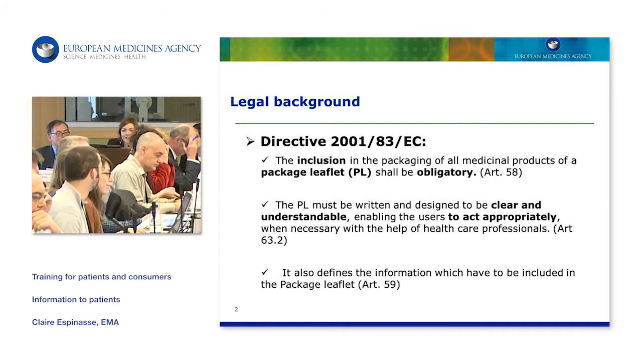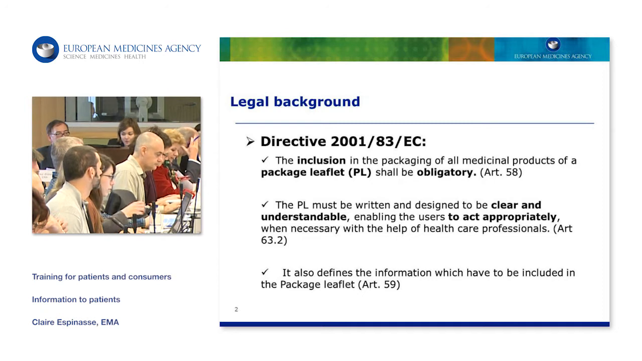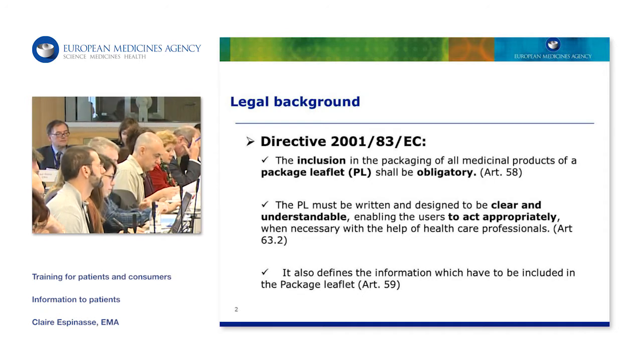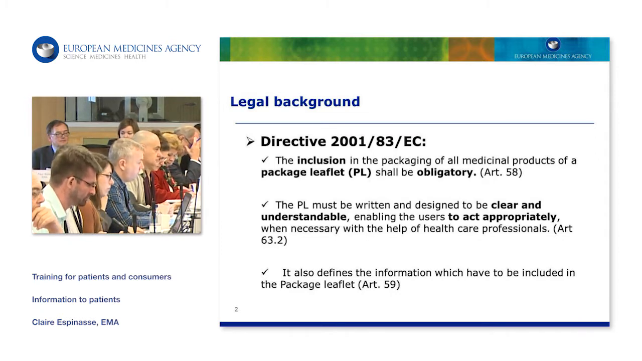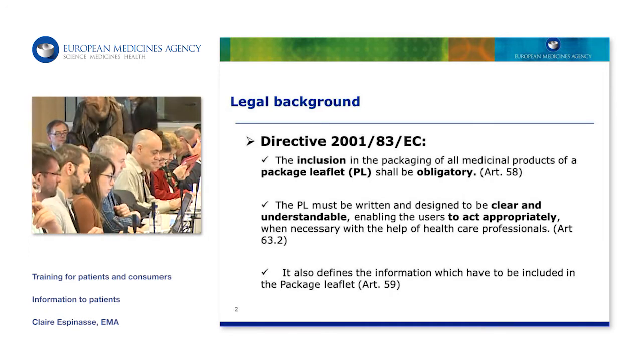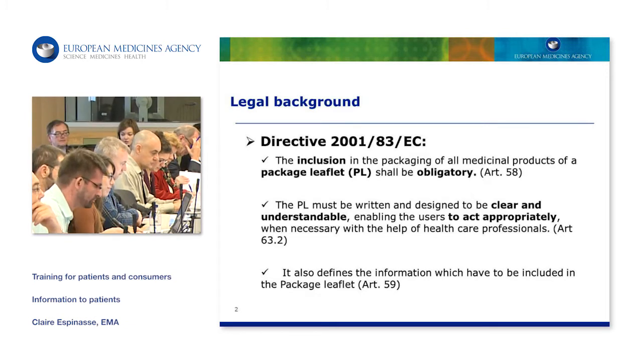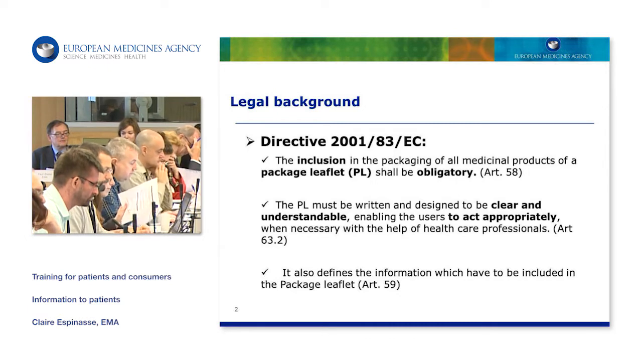So when it comes to the package leaflet, there are three main articles from the European Directive 2001/83. First of all, the inclusion of the package leaflet is mandatory for all medicinal products in the packaging. The second article insists on the fact that the package leaflet has to be clear and understandable. And finally, the third article also defines the essential information that has to be included in the package leaflet. You have the number of the article if you're very interested in that, and you can have a look at the directive.